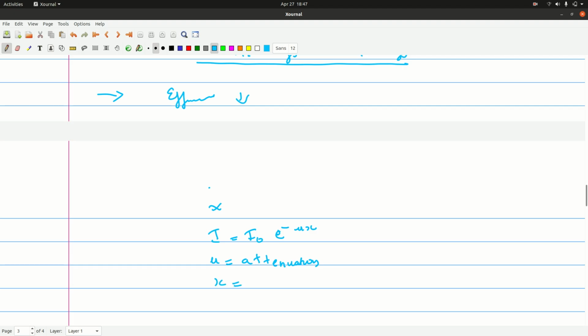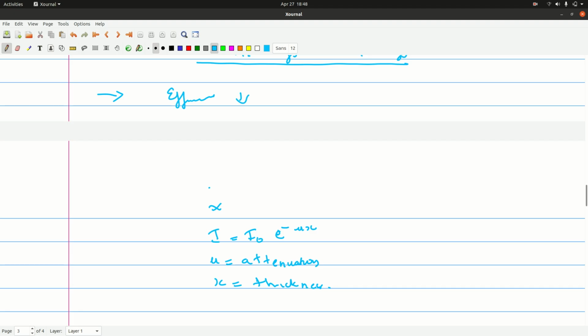So why does it show exponential behavior? Because electromagnetic radiations like X-rays and gamma rays may pass through without interacting, or may be scattered away, or be completely absorbed. So they are removed from the main beam, and the transmitted beam shows exponential behavior. This equation, I is equal to I0 e raised to minus mu x, gives the fraction of photons transmitted.